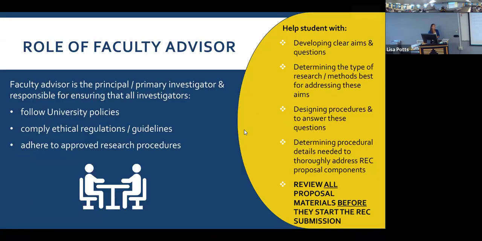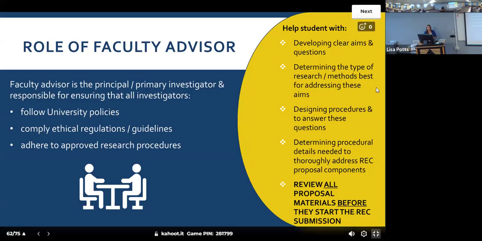So ultimately, like I said, as the faculty advisor, you are the primary investigator. And so ultimately the responsibility is going to come back to you for making sure that they're following the regulations, any university policies, and that once they are approved, that they're actually following through and conducting the research in accordance with the approved procedures.